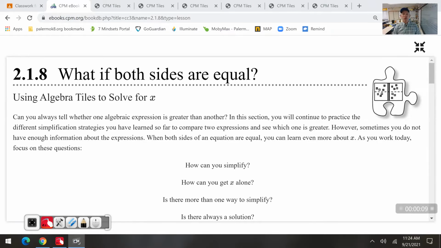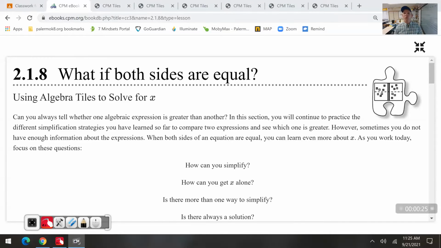Lesson 2.1.8b. You should have your math notebooks open to 2.1.8. We have 6 problems to do today. Problem 2-75, A, B, C, D, E, F. Okay, we've got 6 problems to do.